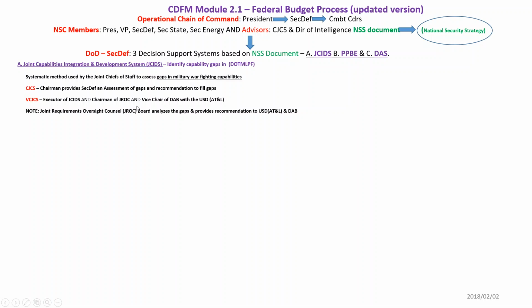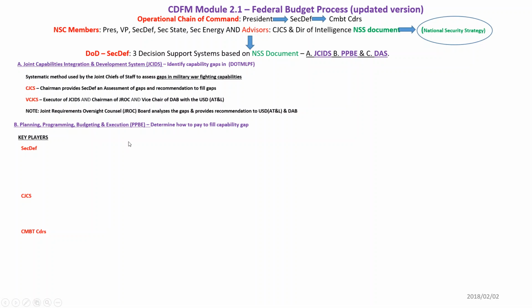And guess what? The Vice Chairman of the Joint Chiefs of Staff is also the vice chairman of the Defense Acquisition Board. So in the acquisition system, remember JCIDS, PPBE, and the Defense Acquisition System. Even though the Vice Chairman is the executor of JCIDS, he also sits here on the Defense Acquisition Board in this system to make sure that everything stays in line with the National Security Strategy. And you have the Chairman that participates in the PPBE system. We're going to show you that right here.